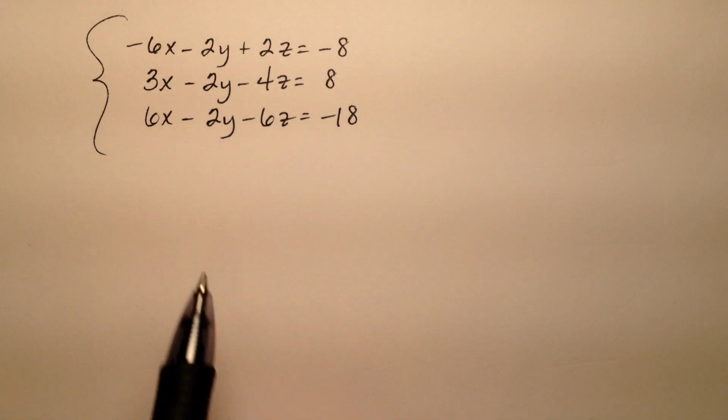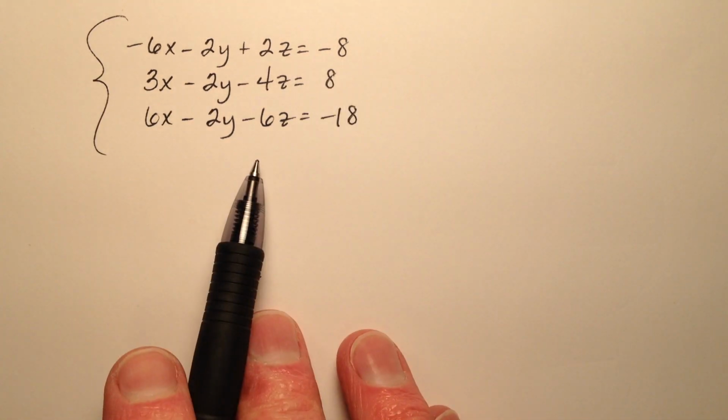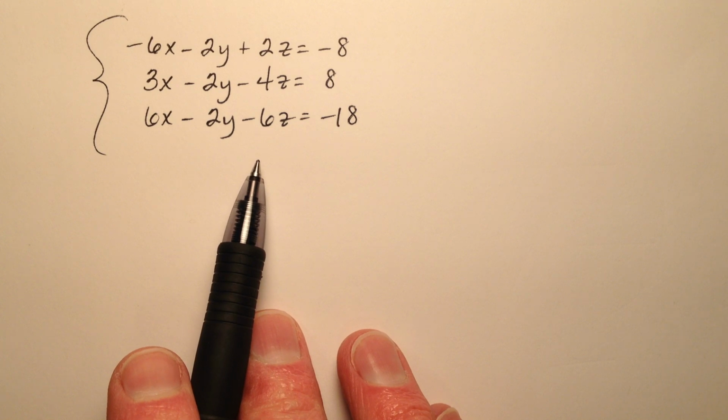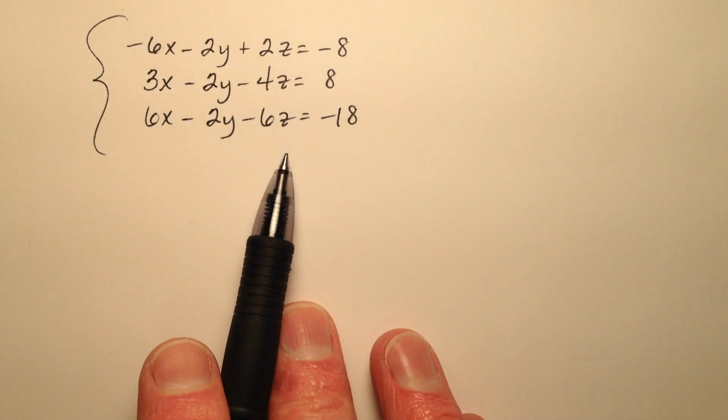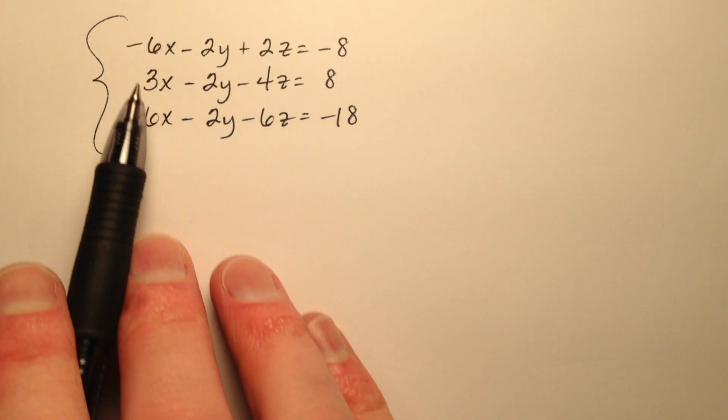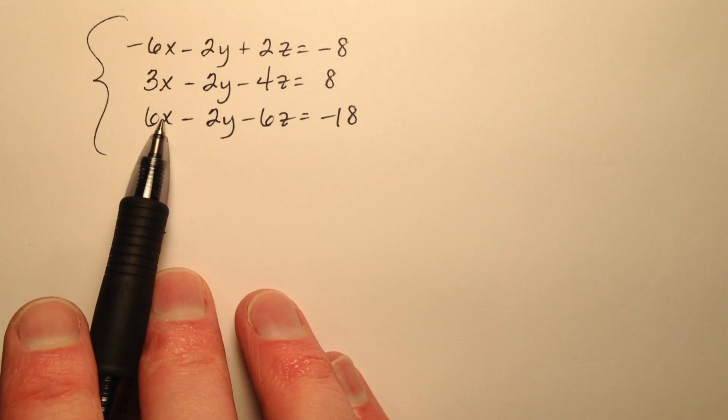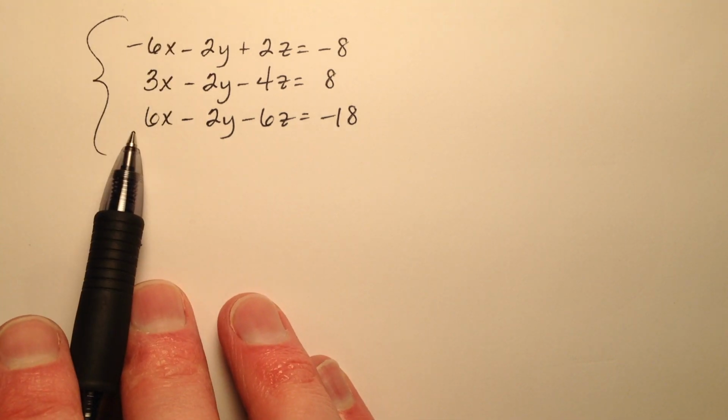In this example, we're going to solve this system with 3 equations and 3 unknown values. And we're going to do so by using the first step of elimination. So it looks like I have a couple of great candidates here. X's would be nice because if I were to add up the first and third equations, the X's would eliminate.